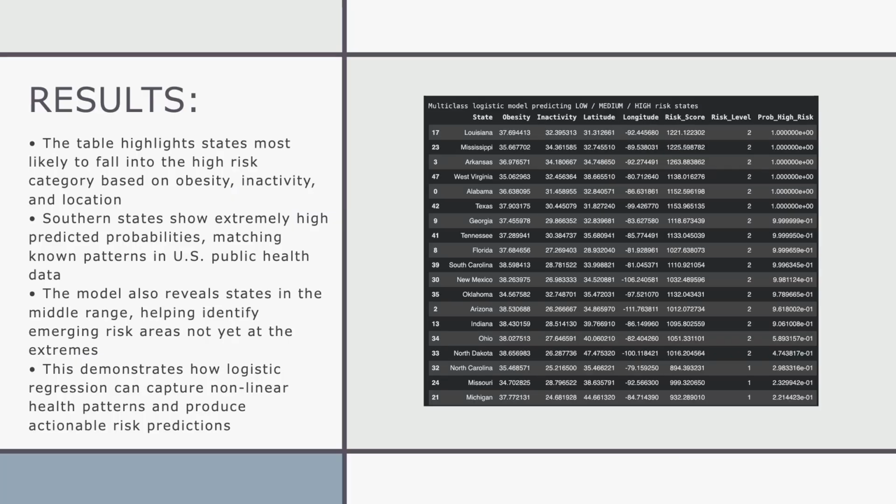The model reveals which states are most likely to fall into the high-risk category, and as expected, many southern states show extremely high predicted probabilities. One useful aspect of this model is that it doesn't only identify the most obvious high-risk states, it also spots those in the middle range that might be emerging risk areas. Overall, this shows the value of using logistic regression to reveal nonlinear health patterns.